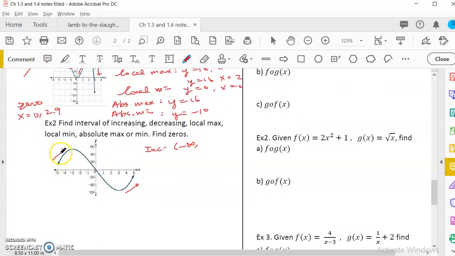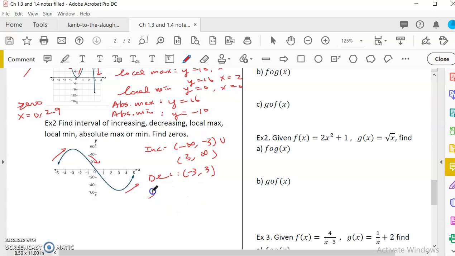Increasing is from negative infinity all the way to -3, right? Also increasing from 3, union, then going up all the way to infinity. Decreasing is here, right? You can see that it's going downhill. So it's from -3 to 3.